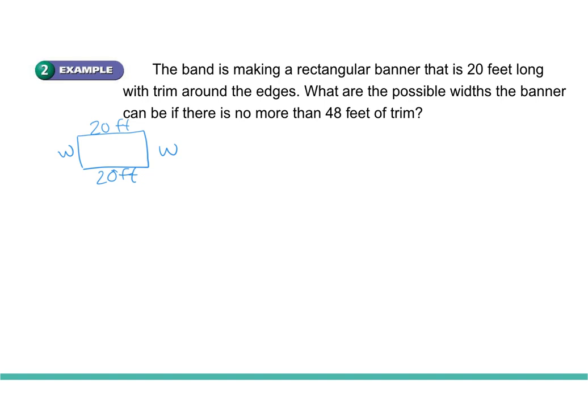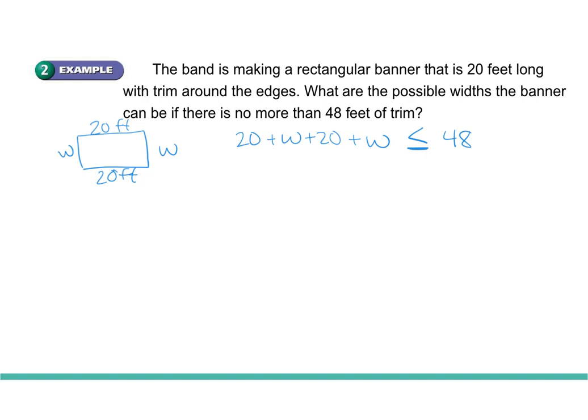Okay, so we would add all of our sides together. So 20 plus W plus 20 plus W. And at most, this could be 48 feet. It could equal 48, so it's going to have the line underneath, and at most it could be 48, so that means it has to open towards the 48. Cannot be more than 48.